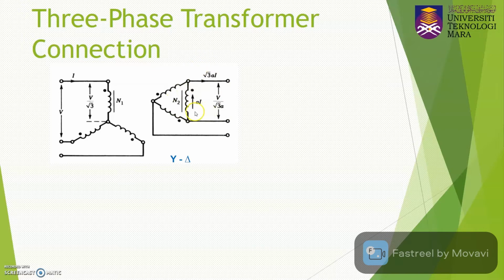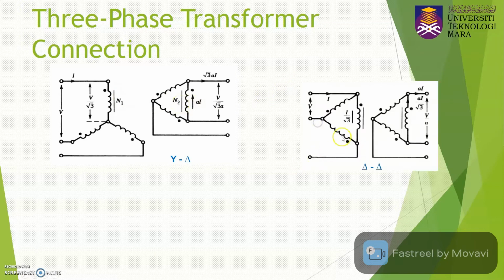Okay, and then the turns ratio A is given by A equal to N1 divided by N2. Okay, so another possible connection is shown here. This is considered a delta delta connection, meaning that this one and this one refer to the same single phase transformer, and likewise for the other pairs. So this is the delta delta connection.